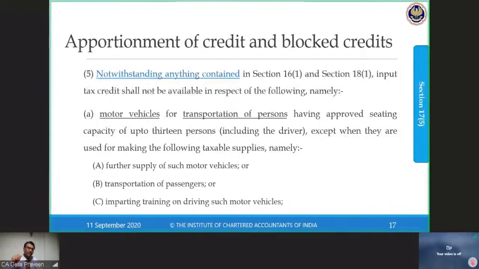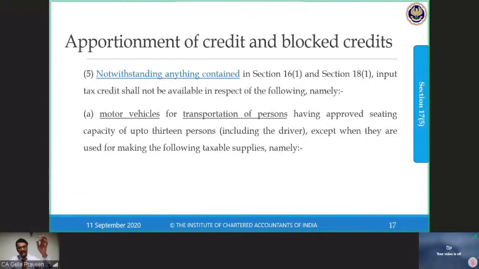If I use a motor vehicle in my business which has a seating capacity less than or equivalent to 13, ITC is not allowed. So what if the seating capacity is more than 13? Sir, I have a Swaraj Mazda which has a seating capacity of 20. Can I take input tax credit? Answer is yes. Sir, what if I have a TT which has a seating capacity of 13? Answer is no. Your ITC is restricted. Sir, when can I take input tax credit? This points A, B, C explains.